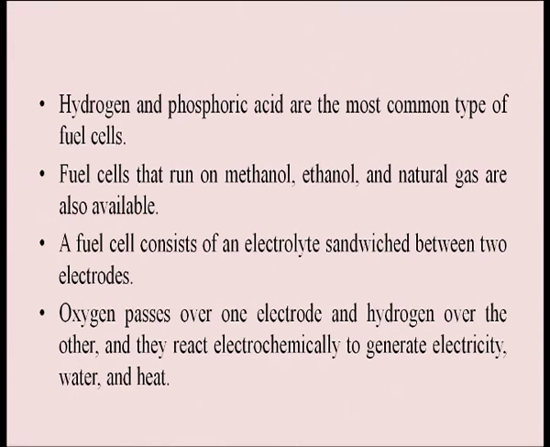Hydrogen and phosphoric acid are the most common type of fuel cells. Fuel cells that run on methanol, ethanol and natural gas are also available. A fuel cell consists of an electrolyte sandwiched between two electrodes. Oxygen passes over one electrode and hydrogen over the other, and they react electrochemically to generate electricity, water and heat.